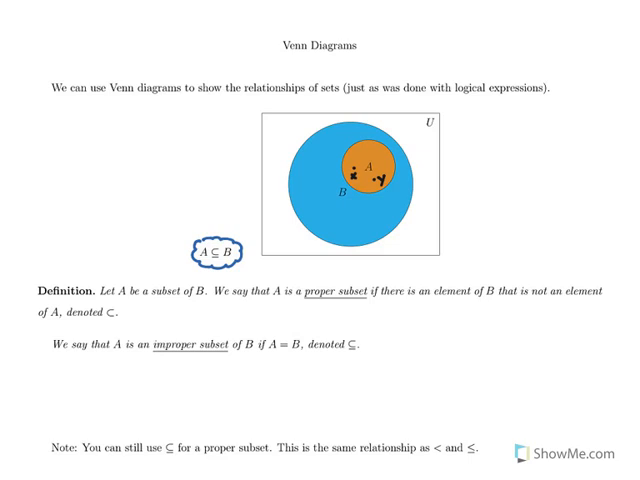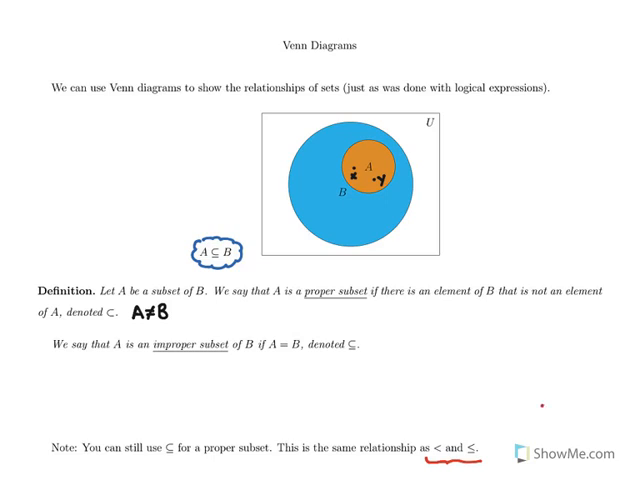There are 2 different kinds of subsets we have. We say that A is a proper subset if there is an element of B that is not an element of A. This means that A is not equal to B. But we say that A is an improper subset of B if A is equal to B. And we denote those with a subset sign with a line underneath or not. And note that it's really the same idea as less than or equal to.